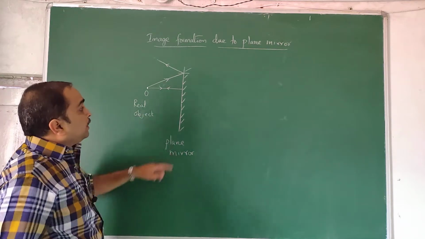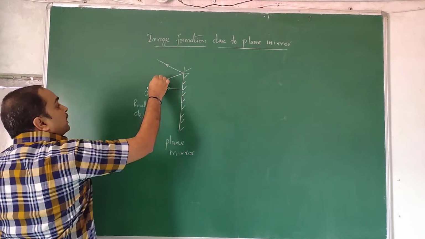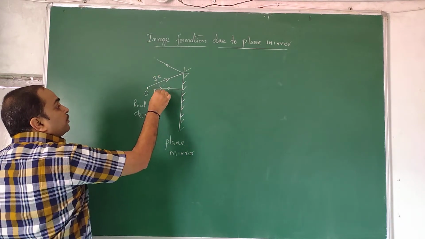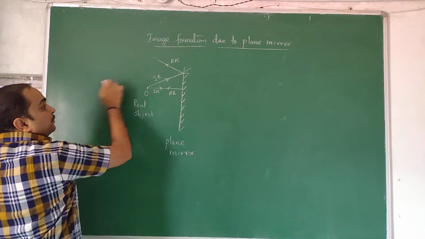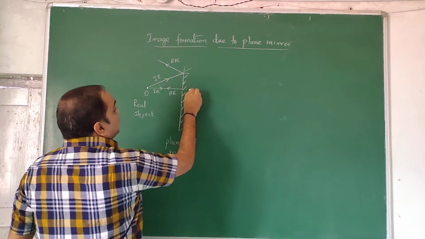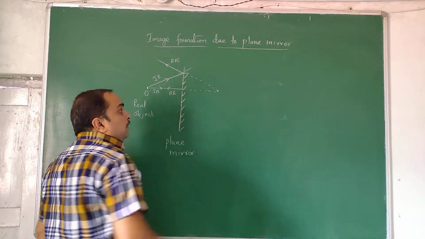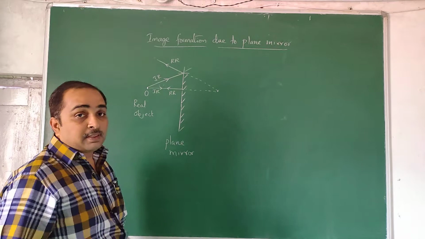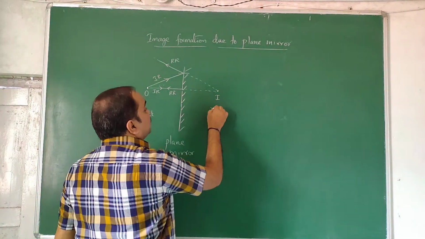Now see, this is one reflected ray, it goes like this. This is another reflected ray, it goes like this. This is an incident ray, this is an incident ray. This is a reflected ray, this is a reflected ray. These reflected rays are not going to meet. But if I extend backward, they are going to meet. So reflected rays are actually not meeting, they are appearing to meet. That's called an image, that is a virtual image.